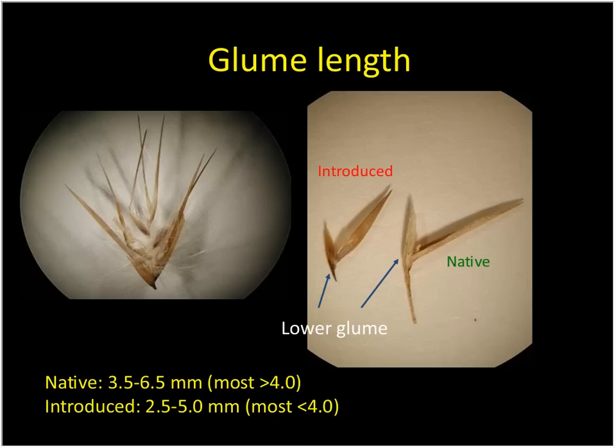So this is a character that you can look at in the field. If you have a little ruler with you, you can get a good idea of the glumes. You typically measure 4 to 5 per stem. Take a few stems, takes a few minutes, but you can get a pretty good idea of the average glume length within a stand very quickly.